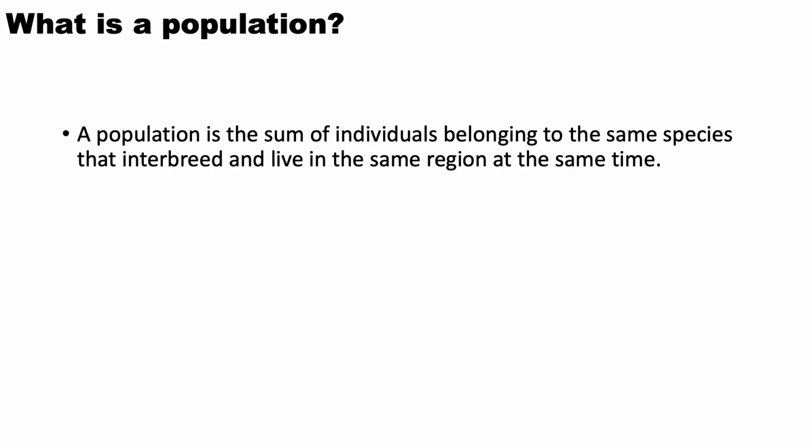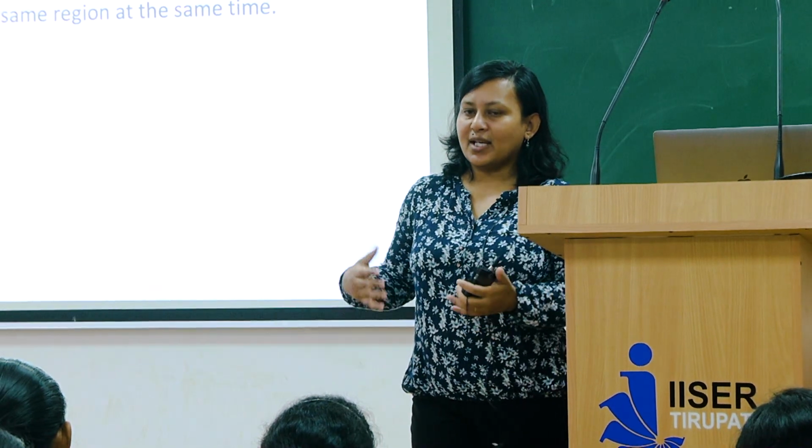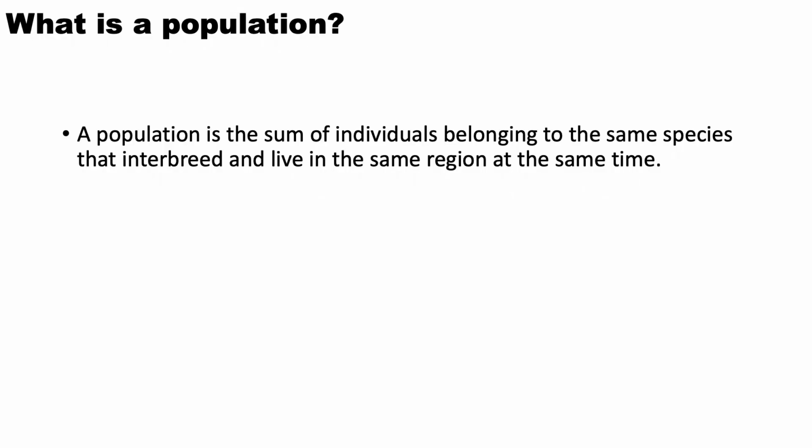From this definition, can you tell me what are the key terms that we should be looking for when defining population? Yeah, that is one thing: individuals of the same species that interbreed. What is the second important thing? Same region. Yeah, so there is space.